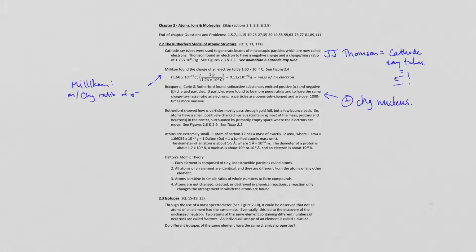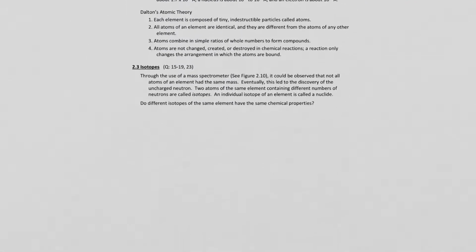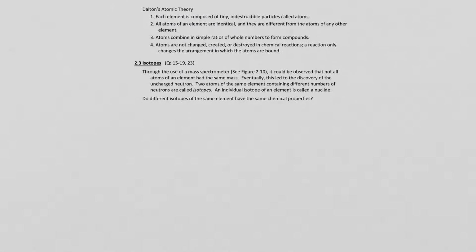So, we're also going to talk really quickly about Dalton's atomic theory. Each element is composed of tiny indestructible particles called atoms. All atoms of an element are identical, and they are different from the atoms of another element. Atoms combine in simple ratios of whole numbers to form compounds, and atoms are not changed, created, or destroyed in chemical reactions. A reaction only changes the arrangement in which the atoms are bound.